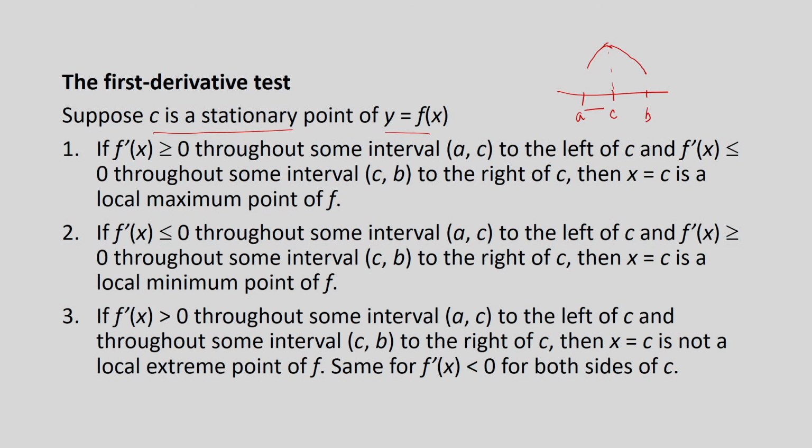And what happens if you are trying to get the minimum point? This is the second point. If f dash of x is less than or equal to 0 throughout some interval a to c to the left of c, and f dash of x is greater than or equal to 0 throughout some interval c to b to the right of c, then x is equal to c is a local minimum point of f. So, this can be easily seen, it is just the opposite of what we have discussed.